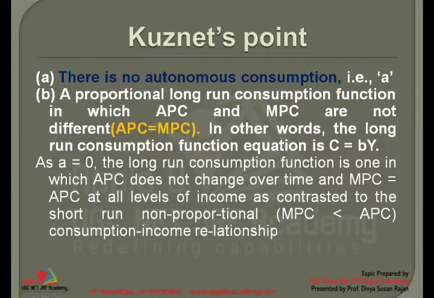So as A is equal to 0, the long run consumption function is one in which APC does not change over time, and MPC and APC are equal at all levels of income, as contrasted to the short run, where MPC is less than APC.